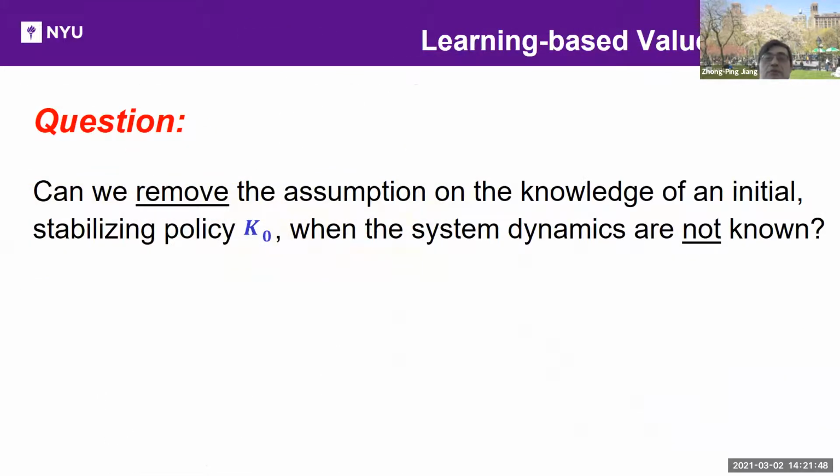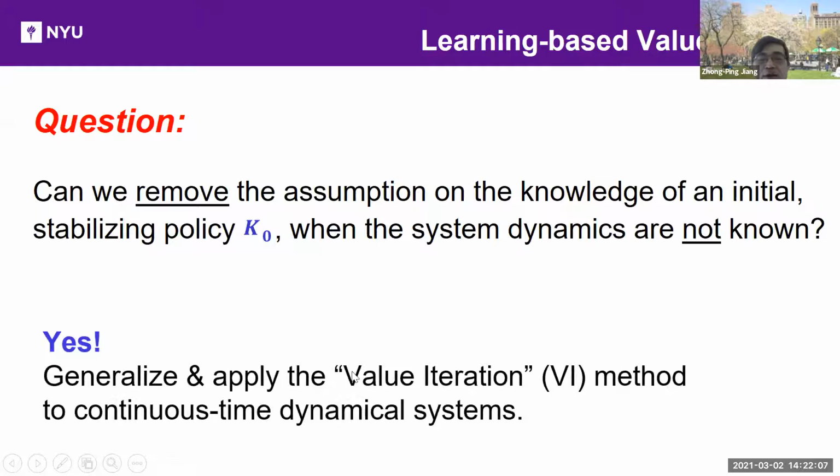So the next problem we consider is, if we don't know the model, how can you assume you know an initial stabilizing policy? This is a restrictive assumption in the policy iteration step. So can we remove this one? The answer is yes, we can. We can use the value iteration method to remove this hypothesis.